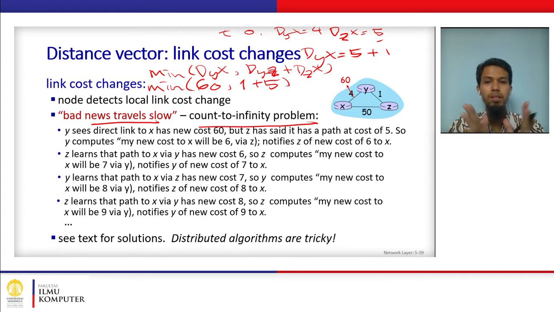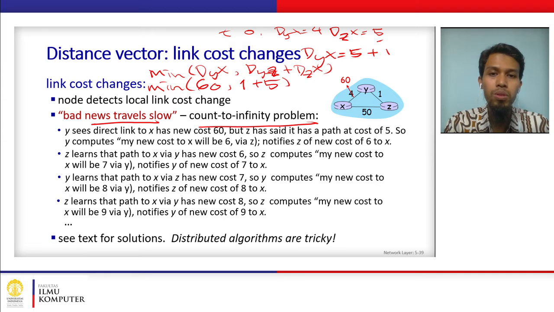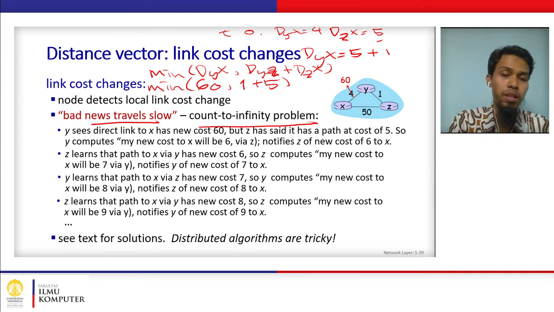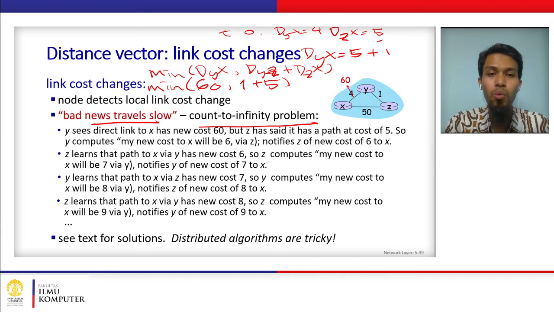Okay, so now let's stop here for a moment. Why this? Think about it: I'm better off going to z. Although actually, the cost from z to x equals 5 because it goes through y also.